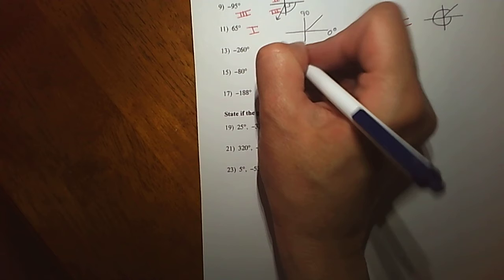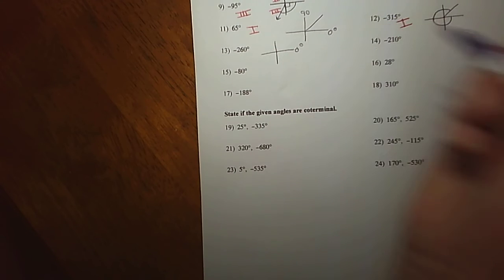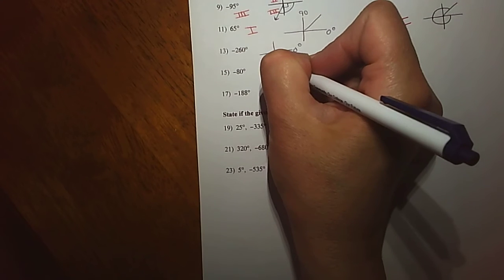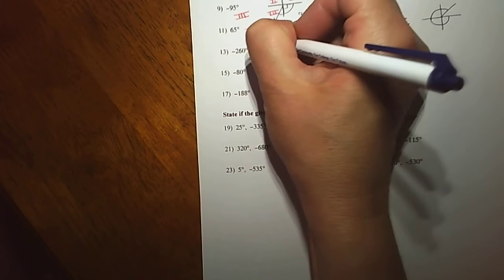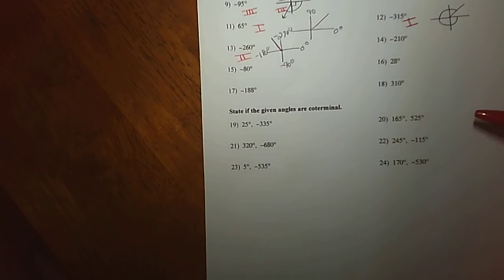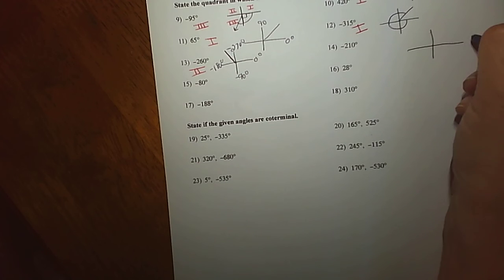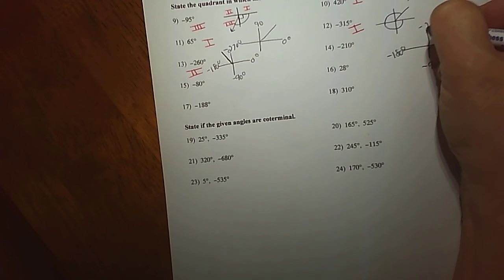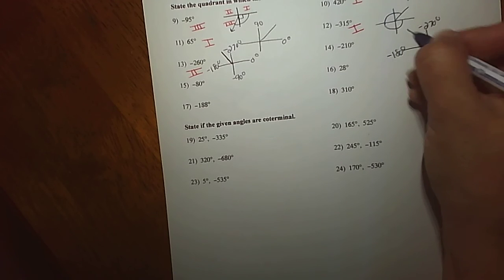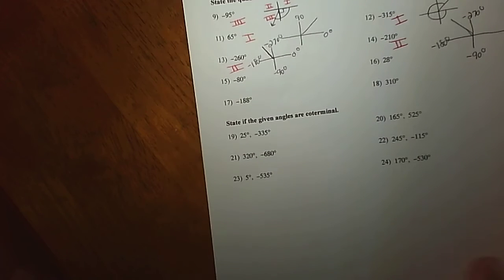Okay, negative 260. Now remember, this is 0, and every one of these lines is 90 degrees apart. So this is 0, negative 90, negative 180, negative 270. So that means negative 260 puts me there in quadrant 2. Okay, negative 210. Again, this is 0. Down would be negative 90, negative 180, negative 270. So negative 210 is still going to be in that location, which is also quadrant 2. All right, negative 80.